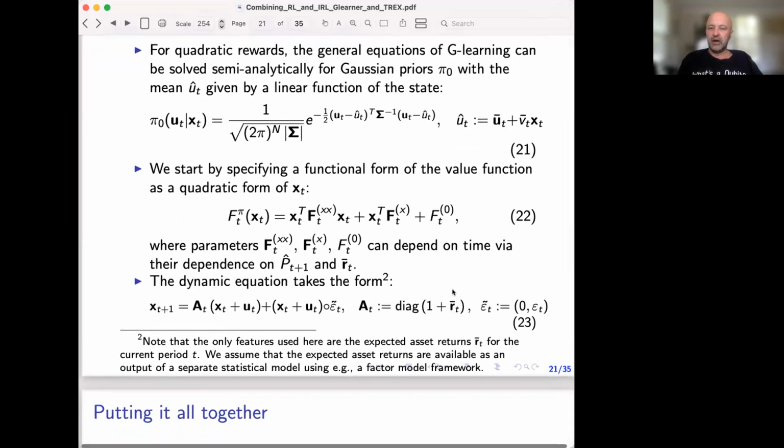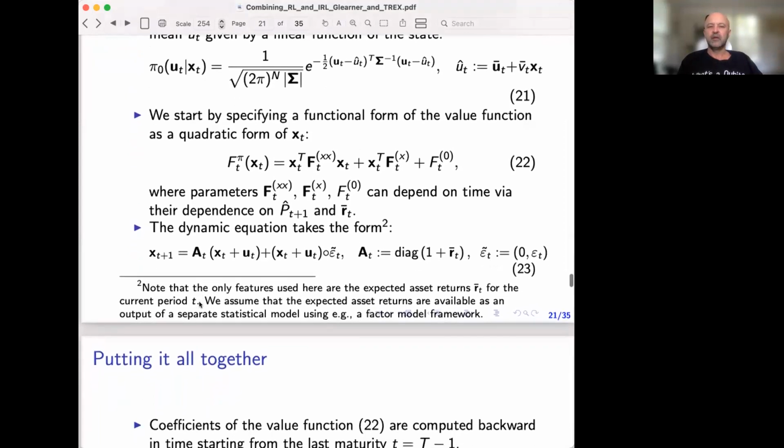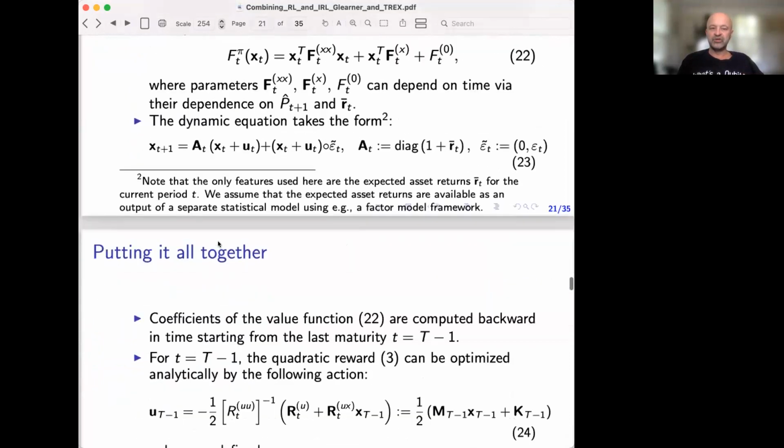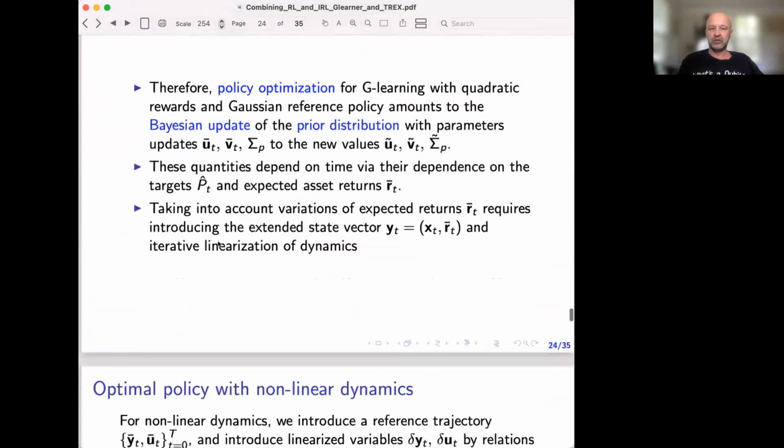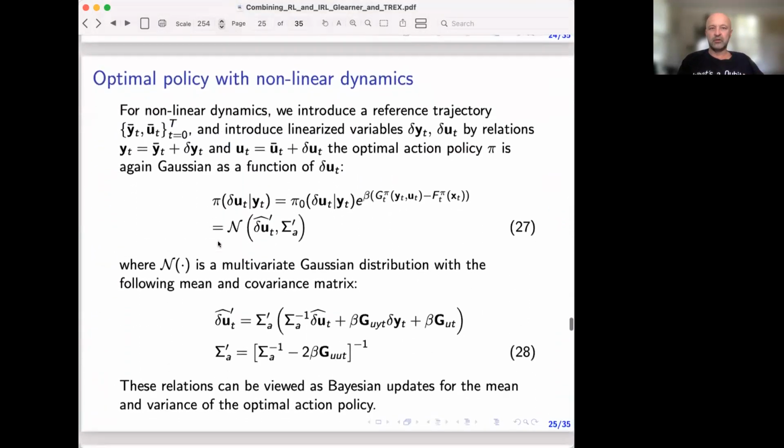However, as it happens in practice, the expected returns actually are not fixed parameters, they change in time, right? So if you have a predictive model that gives different expected returns for each period, what it tells us is that to handle this situation, we have to move to an extended state space. We have to consider a new state space, which I'll show here.